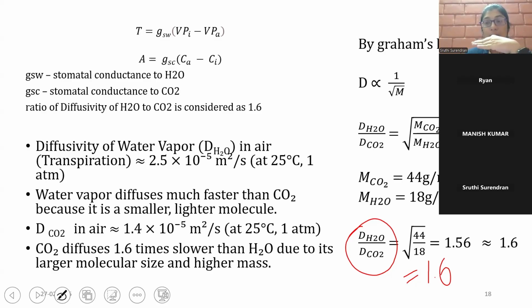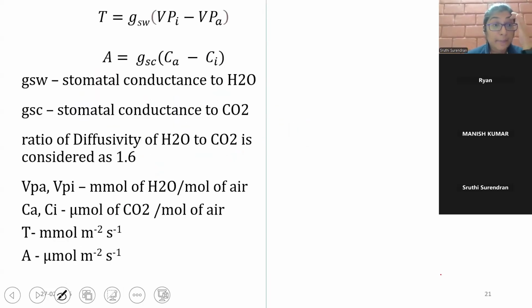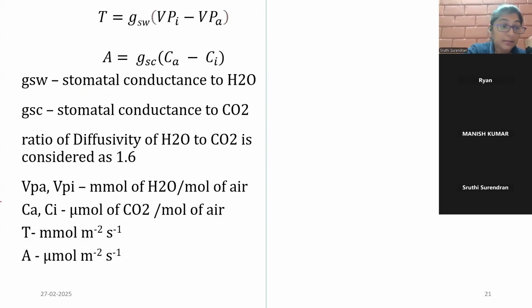Even before we look into the gases at the interface of the leaf, the gases have to pass through some boundaries before they reach the leaf. During all of that, this diffusivity coefficient will be considered in terms of the ratio of water to carbon dioxide. It is equal to 1.6. So we found out that the ratio of diffusivity of H2O to CO2 is 1.6.